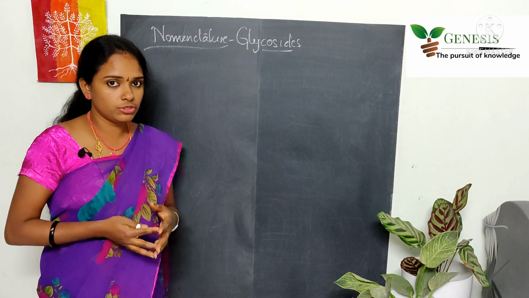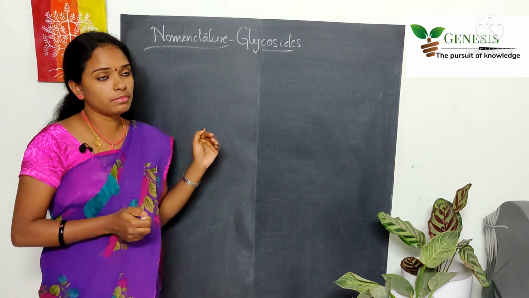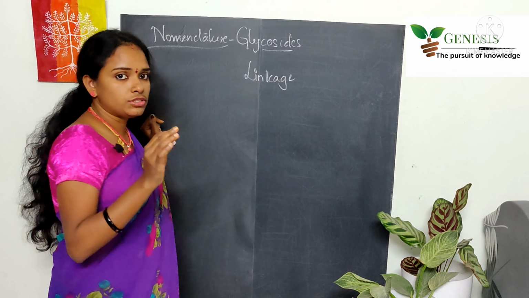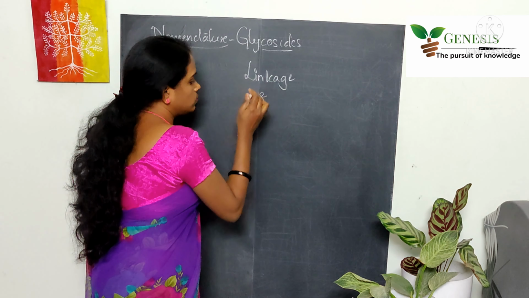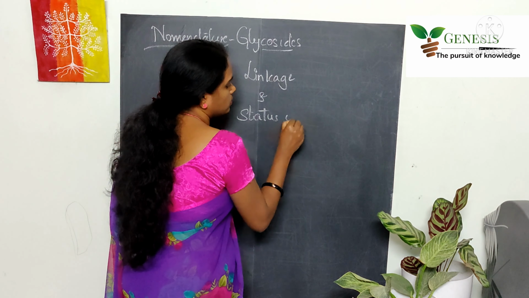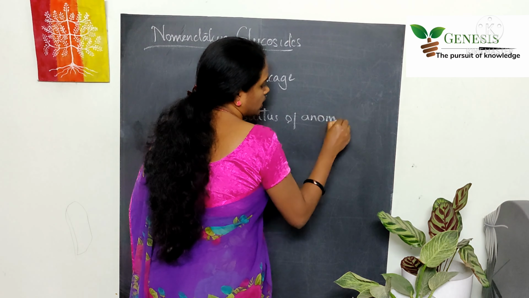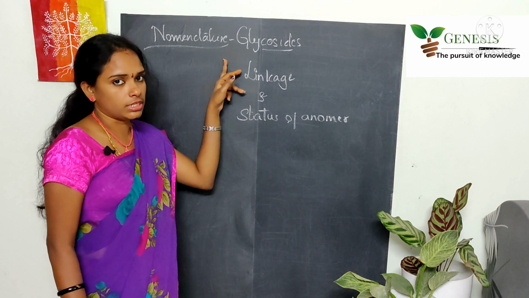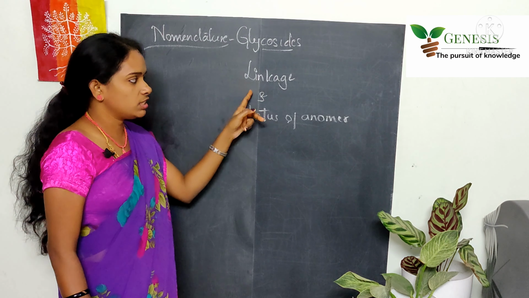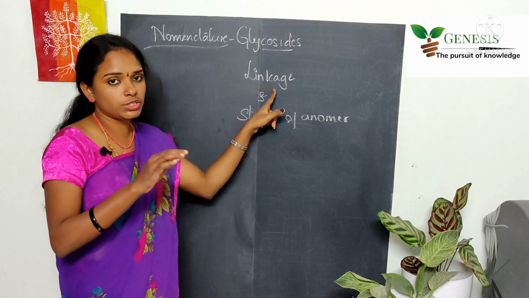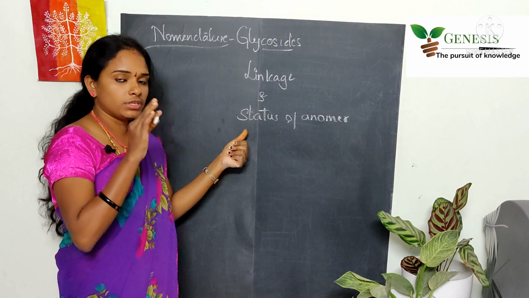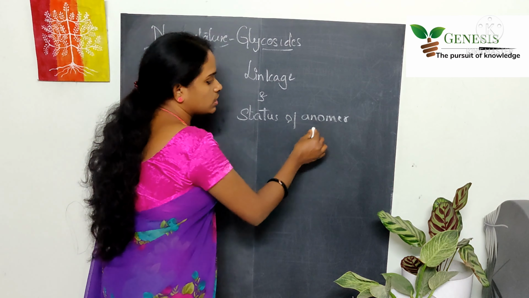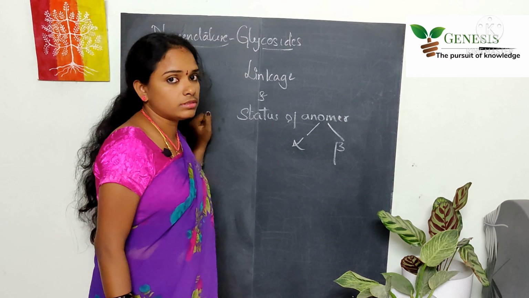The next topic is the nomenclature of glycosides. How can we name a particular glycosidic bond? It depends mainly on the linkage between the two compounds and also the status of the anomer. Based on these two factors, we can name a particular glycosidic bond. That is the linkage between the two monosaccharide units, or between one carbohydrate and a non-carbohydrate, and the status of the anomer, alpha anomer or beta anomer.